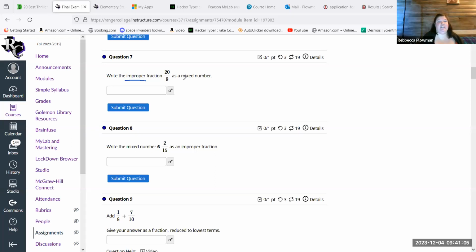Okay, so improper fraction to a mixed number. In this case, we would take the 20 and divide 9 into it. So here we see 9 goes in 2 times, which leaves me with a remainder of 2. So my mixed number would be, this is my whole, and this is my new numerator. My answer would be 2 and 2/9.